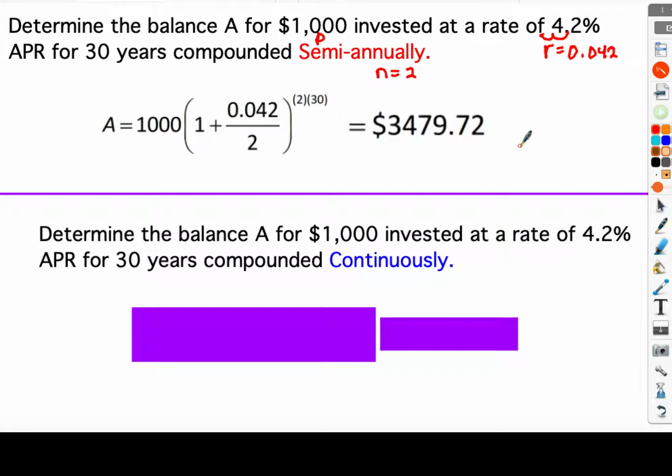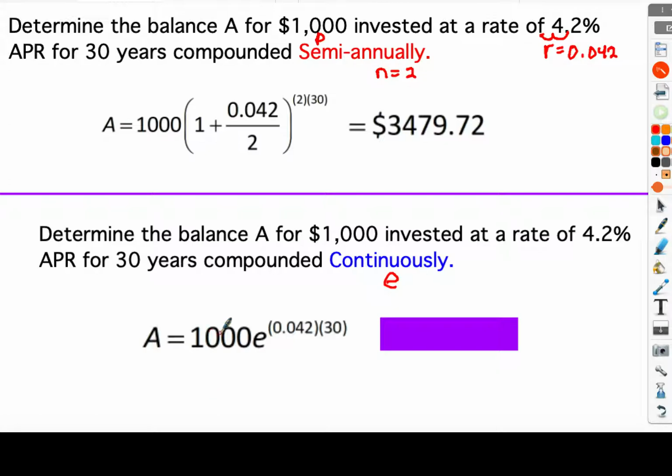And if we just type that into our calculator, you'll notice we get $3,479.72. With the same ideas, $1,000 principal, 4.2%, 30 years, if we're talking continuously, that's where we switch over to E. So we plug that into our PERT formula, 1,000 times E to the 0.042 times 30. And notice we get slightly more money because our interest builds on our own interest. The first interest we got in that semi-annual earned us a little extra interest the second time around. Well, if we're continuously earning interest on interest, we're going to get a little bit more money.